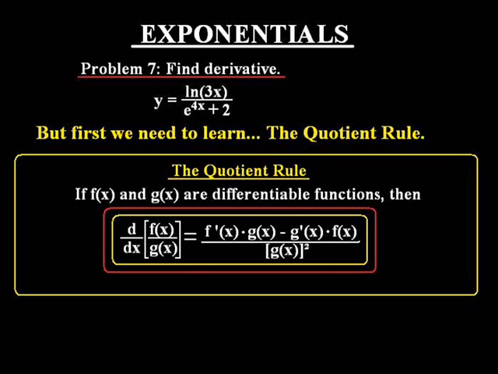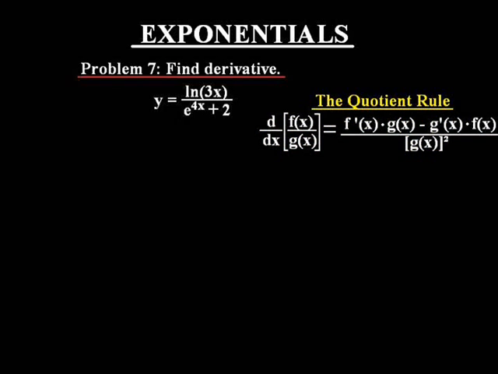Alrighty, let us move the quotient rule off to the side there. And let me tell you something about deriving a ln function. You'll learn it later in the derivation of logarithmic functions portion. But the derivative of ln of x is equal to 1 over whatever x is multiplied by the derivative of whatever x is. So keep that in mind for the solving of this problem.